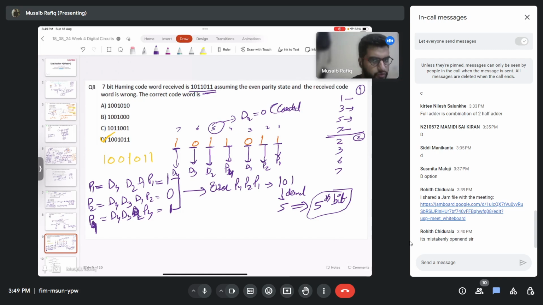I'll just again tell you, we'll discuss Hamming codes in much more detail in the coming weeks. But since I wanted to give you a flavor of it, I've just kept one question here as well.